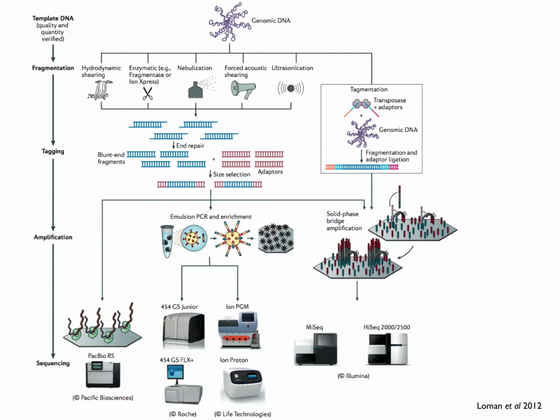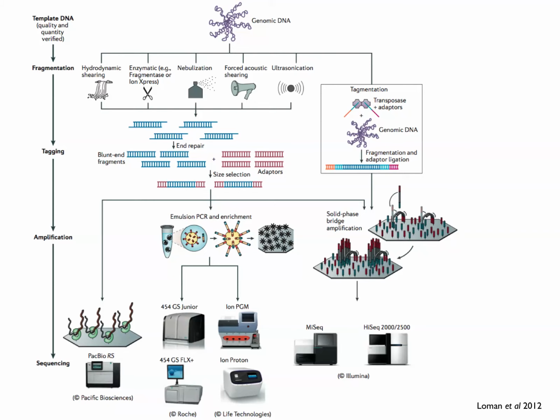Now, this is the figure from our review. It's a rather busy figure, and I'm not going to go through it in detail, but just to explain the basic steps we go through here. We start off with our template DNA, which has to be a particular quality and quantity that has to be guaranteed. Then this is fragmented and then tagged, so that you end up with adapters at the ends of your fragments. In fact, there is this new method of tagmentation where you can do the fragmentation and tagging at the same time using a transposase and various adapters.